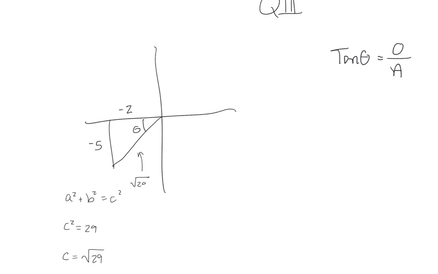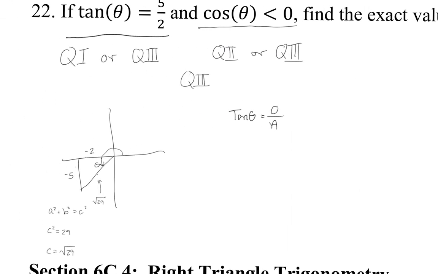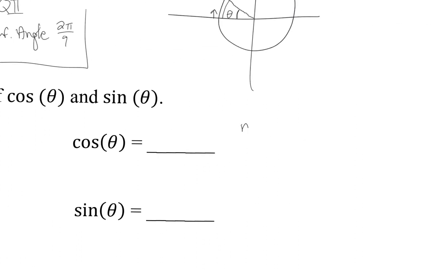So now looking back at our triangle, we have all three sides and our angle here, theta. So now thinking about what our value of cosine is going to be, that's going to be our adjacent over hypotenuse, which means that cosine of theta is going to be -2 over root 29.